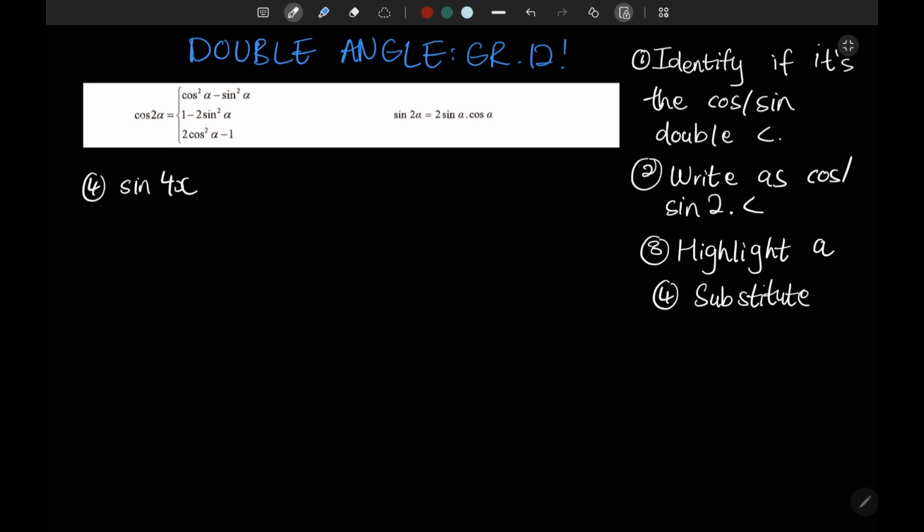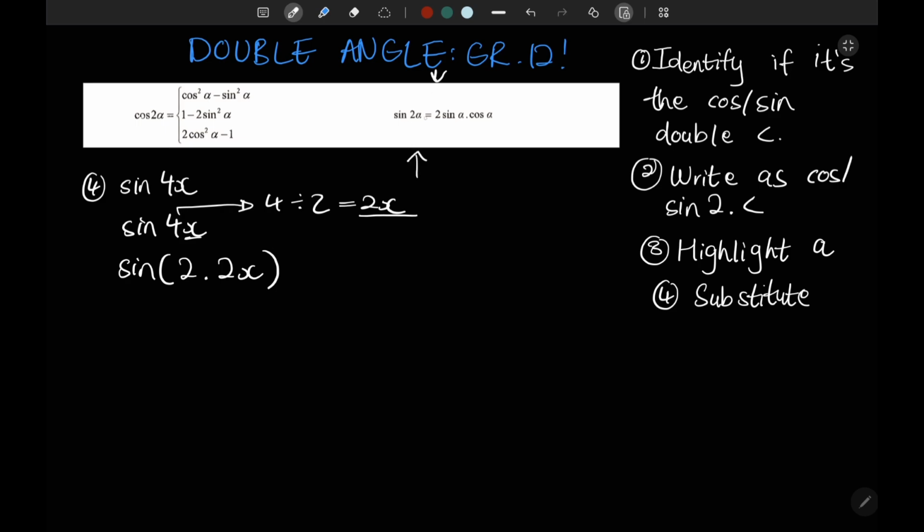Let's try sine 4x. What is the first step? Identify if it's the cos or sine double angle. We have sine 4x. It starts with sine, so it's the sine double angle. Okay. What's step 2? Write as cos or sine 2 times your angle. So you write this as 4 divided by 2, which is 2. But you have x here, so it should be 2x. So you write this as sine 2 times 2x. Can you guys see that this sine 2 times 2x is the same thing as that sine 2 alpha?